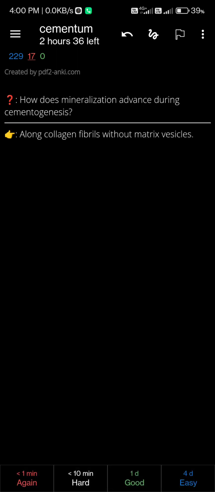How does mineralization advance during cementogenesis? Mineralization advances along collagen fibrils without matrix vesicles during cementogenesis. That is how mineralization advances during cementogenesis, along collagen fibrils without matrix vesicles.